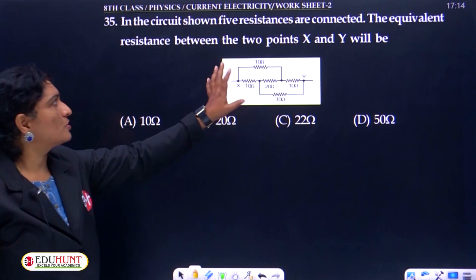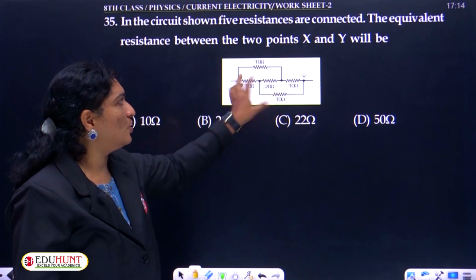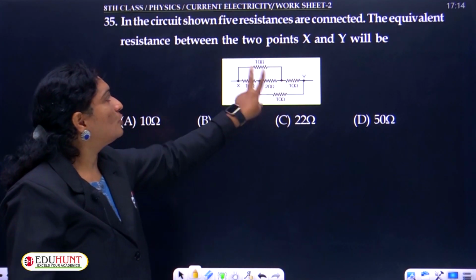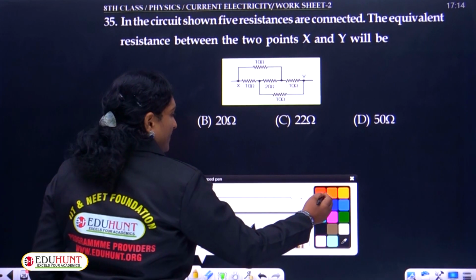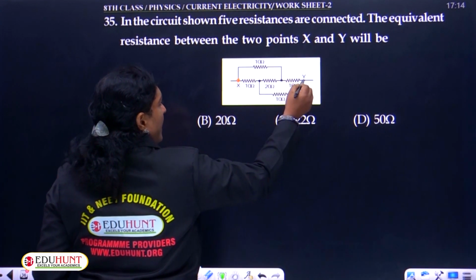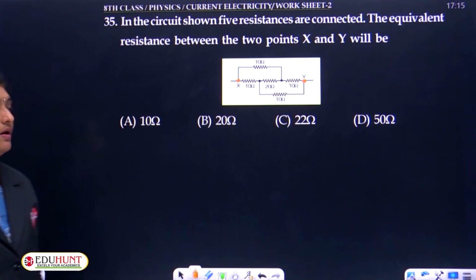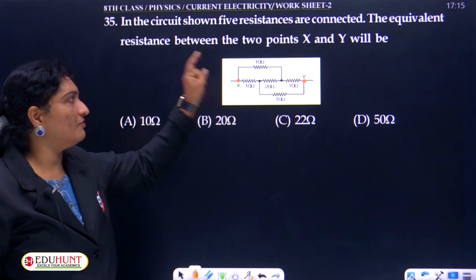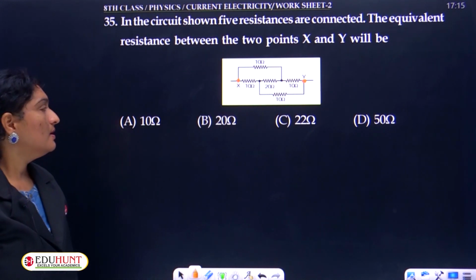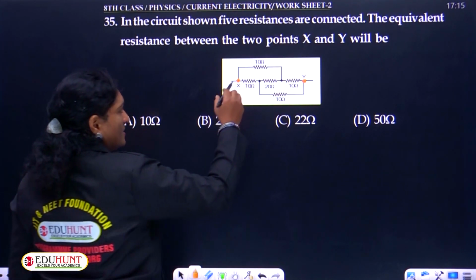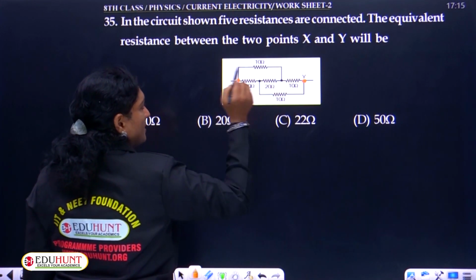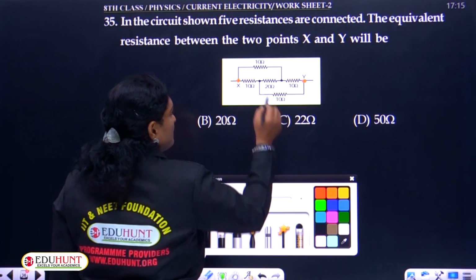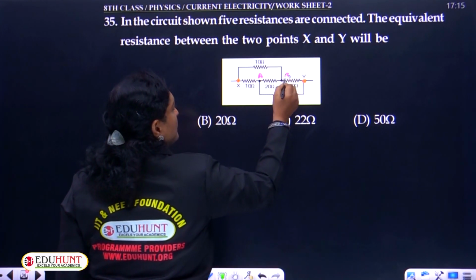Here, a circuit shows 5 resistors connected as shown in the figure, and you are asked to find the equivalent resistance between the 2 points X and Y. So, let us identify the 2 points, point X as well as point Y. Fixing these 2 points, you have to simplify this circuit and find the effective resistance. Clearly X is connected to some other terminal and Y is connected to some unknown terminal. So, let us name those terminals, one as A and the other as B.